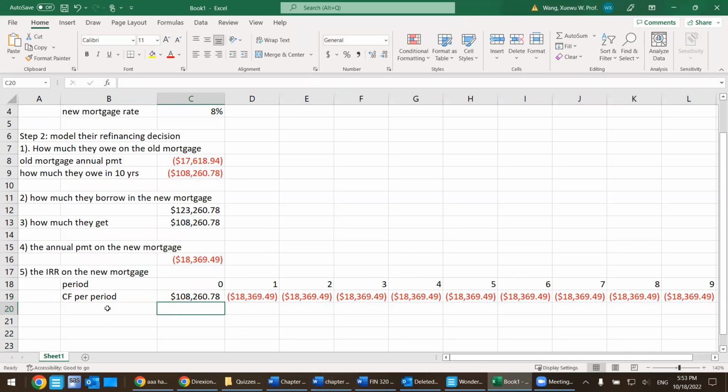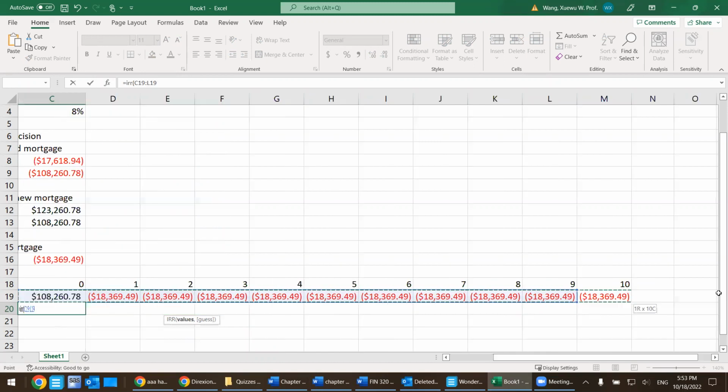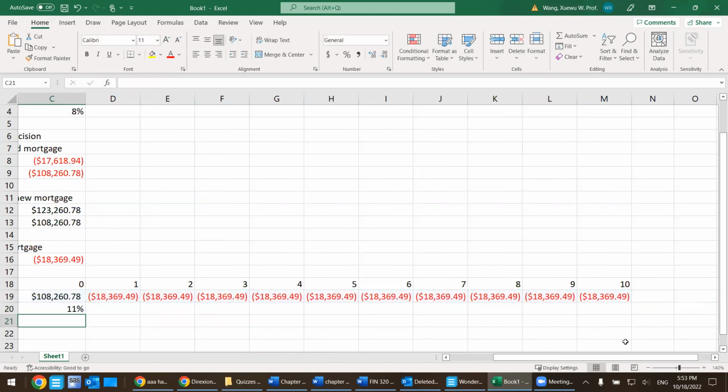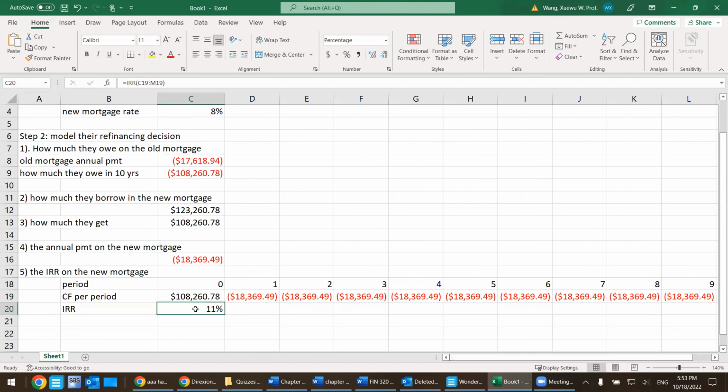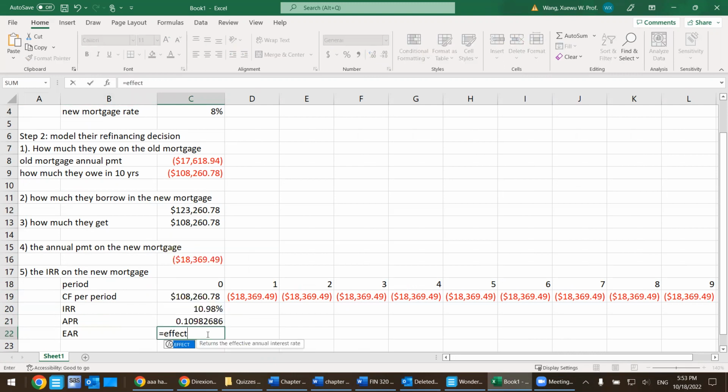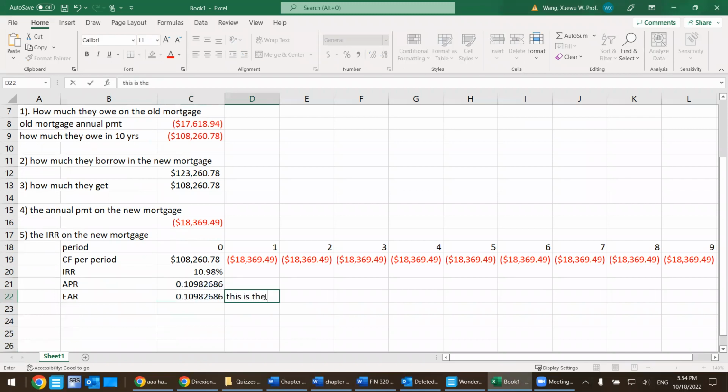All right. So the IRR of this mortgage cash flow is going to be the IRR function applied to these cash flows. Okay. So that is 11%, which is actually 10.98. All right. So I can actually convert that into APR and eventually EAR. Now, this is annual payment, so it's actually the same thing. Okay. I'm doing the effective function here. I take the APR, I put down 1. So that's the new mortgage rate. All right. So this is the new mortgage EAR.